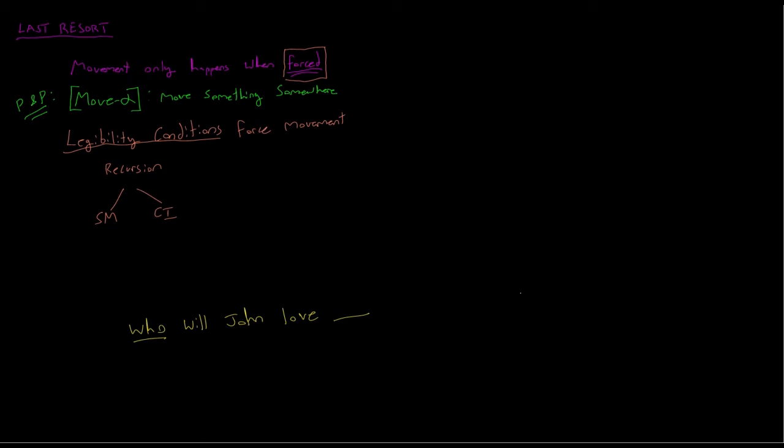And the answer is, if we were to draw out a simplified structure for this, we would have, of course, DP, who, love, I'll say John, and so on, CP, and we'll call this C. And there's tense and stuff all through here, but right now I just want to focus on two things. I want to focus on C, and I want to focus on the DP who.